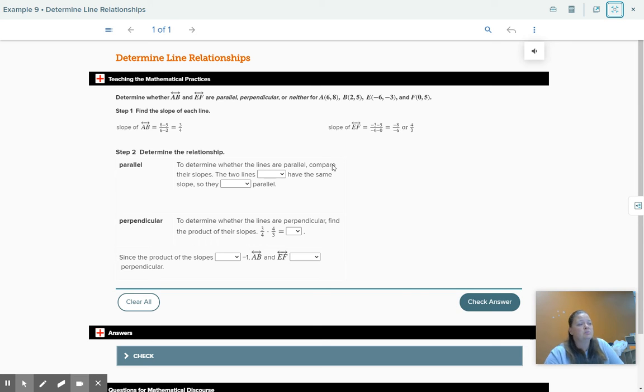To determine whether lines are parallel, compare the slopes. The two lines do not have the same slope, so they are not parallel. You have to have the same slope to be parallel. To determine whether lines are perpendicular, find the product of their slopes. The product of their slopes is 1. Since the product of their slopes is not -1, line AB and line EF are not perpendicular to each other.